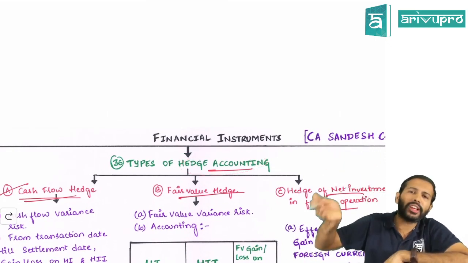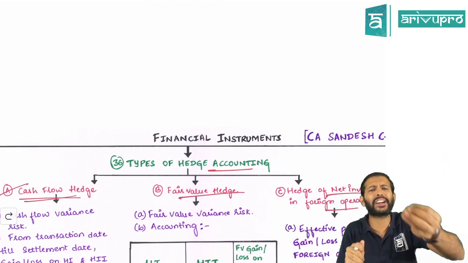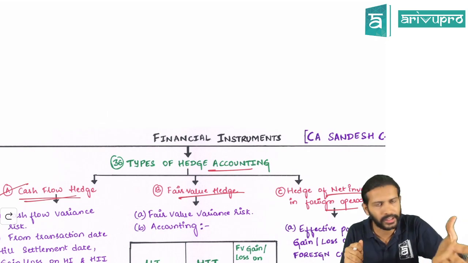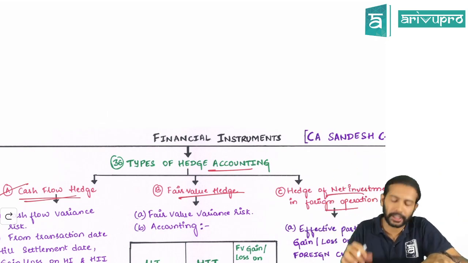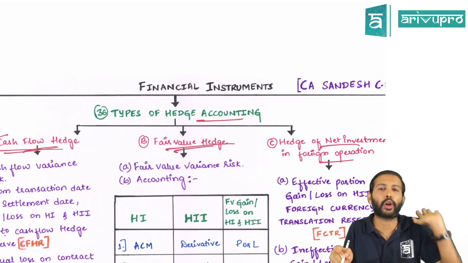Now I think you know the meaning of hedging. Hedging is basically an activity undertaken to cover your risk. Right? Now, hedge could be of three types: one is cash flow hedge, fair value hedge, and hedge of net investment in foreign operation.